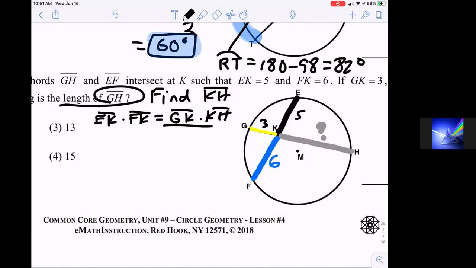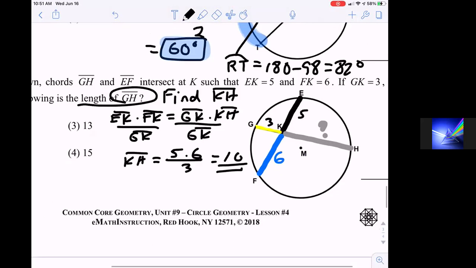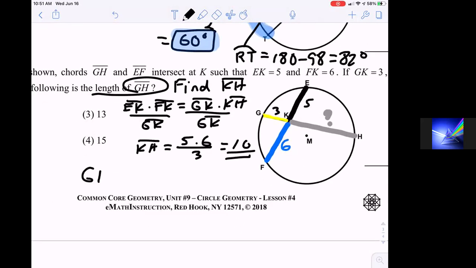So to do that, you need to divide by GK on both sides. And then let's plug in our numbers. So KH would be equal to 5 times 6 divided by 3. Well, 5 times 6 is 30, divided by 3 is, of course, 10. Okay, but you can see that GH would be the sum of GK plus KH. It's the yellow and the gray added together, which would be 3 plus 10, or 13.